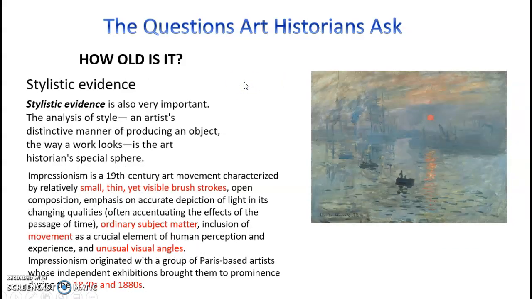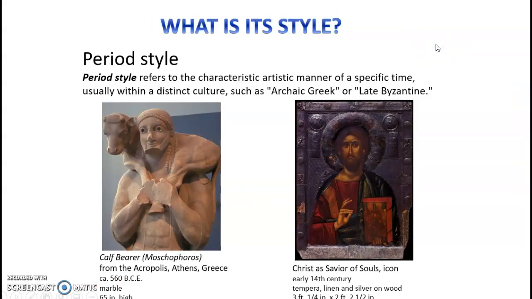Another is stylistic evidence. We know that when we see an Impressionist painting, for the most part, unless it's somebody trying to copy that style, it was produced between the 1870s and the 1880s because it had small, very thin, visible brushstrokes and ordinary subject matter. It tried to include movement and unusual visual angles. Those are just some examples of stylistic evidence.